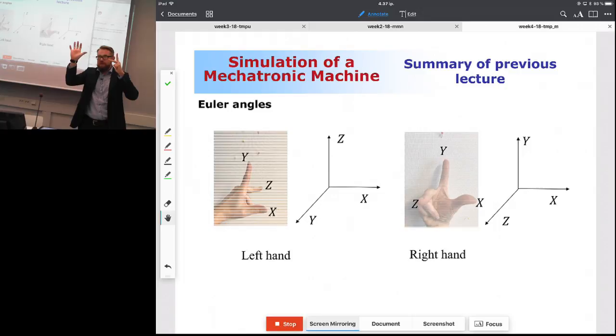So you take your right hand and you use your thumb to attach that to, say, one coordinate axis. Your fingers will tell what's the positive direction of rotation. All right? That's the first alternative.